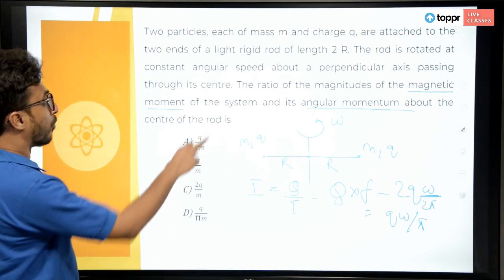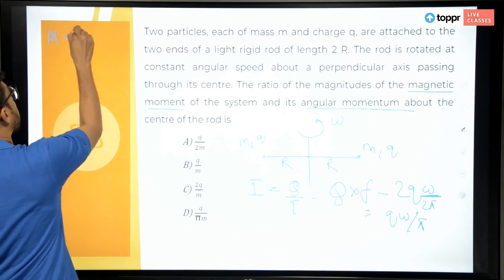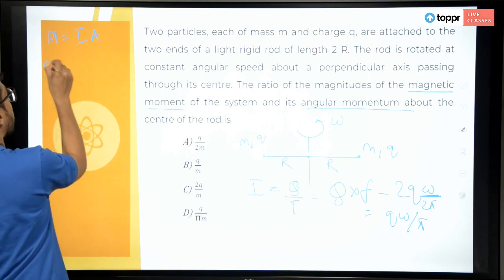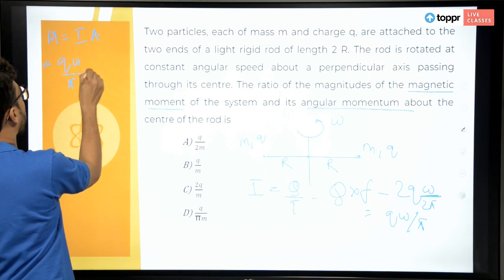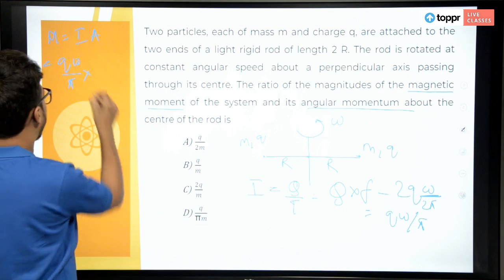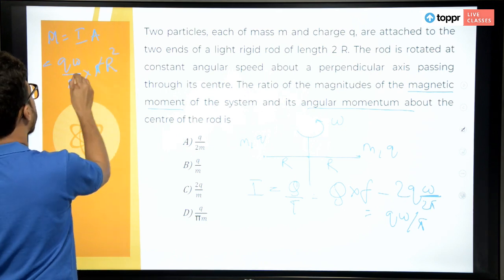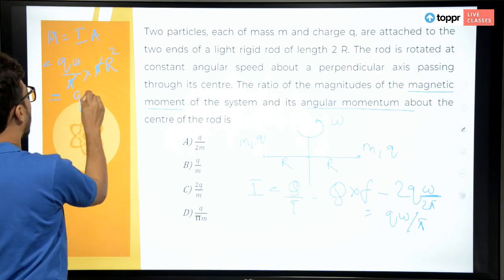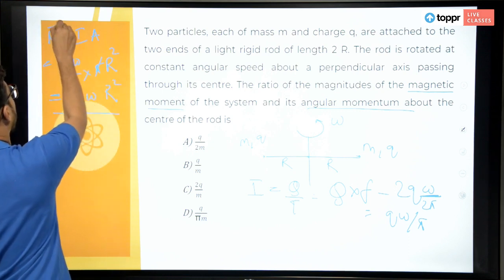Now first we have to find out the magnetic moment. So magnetic moment is I into area, right? I is q omega by pi into area, which is pi r square. Pi cancels out. It is q omega r square. This is the magnetic moment.